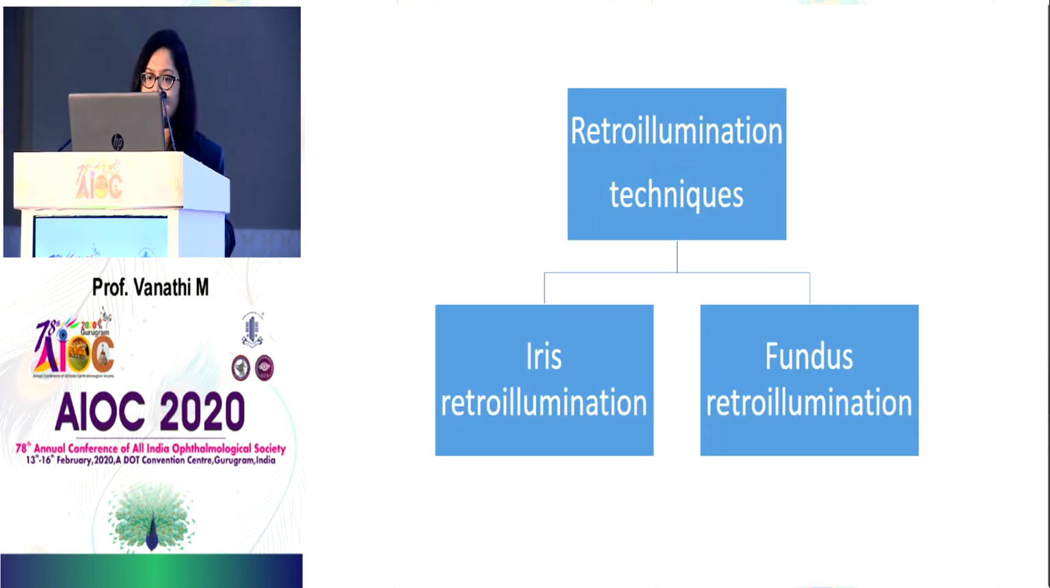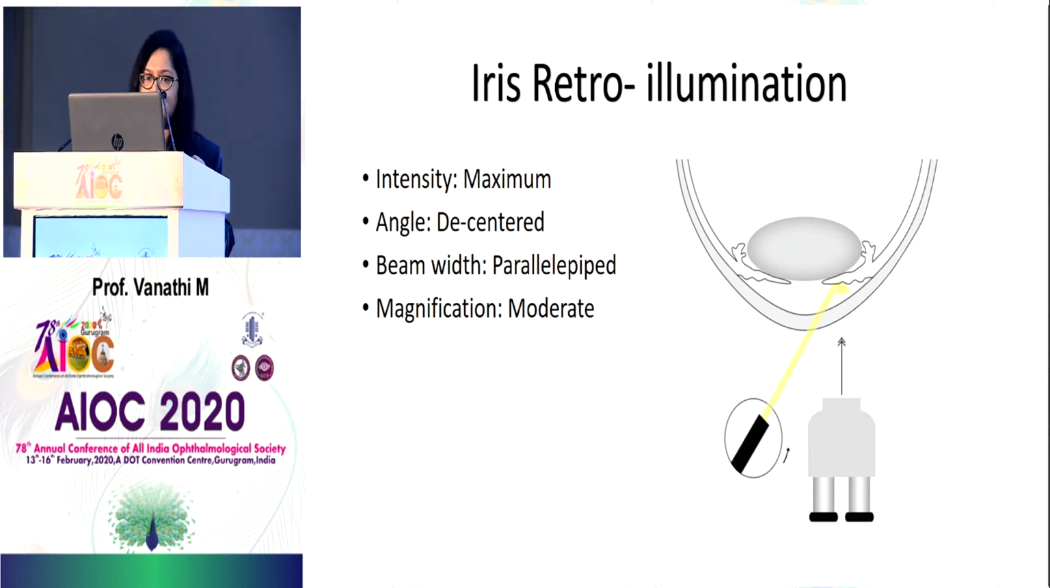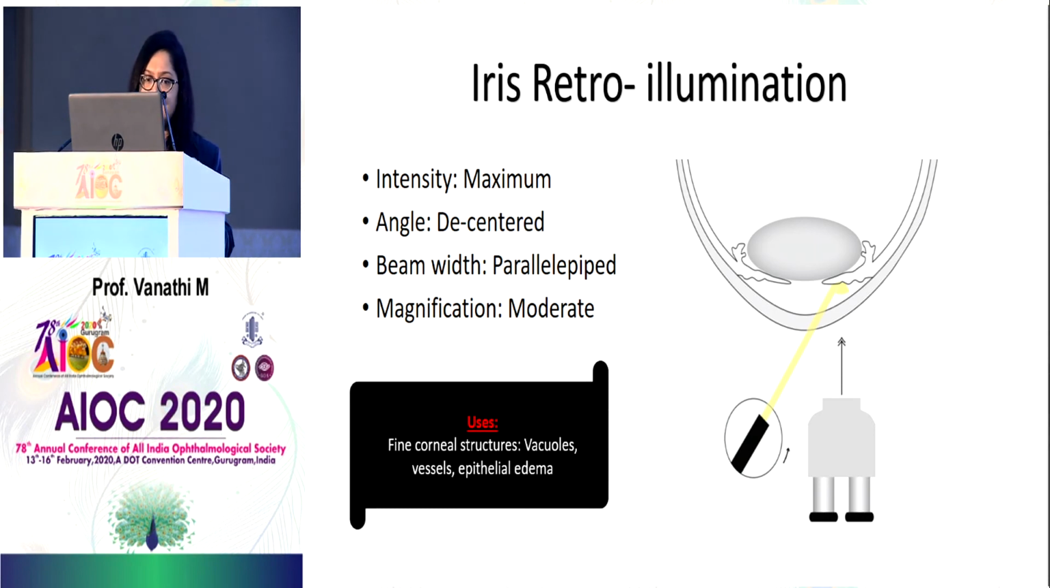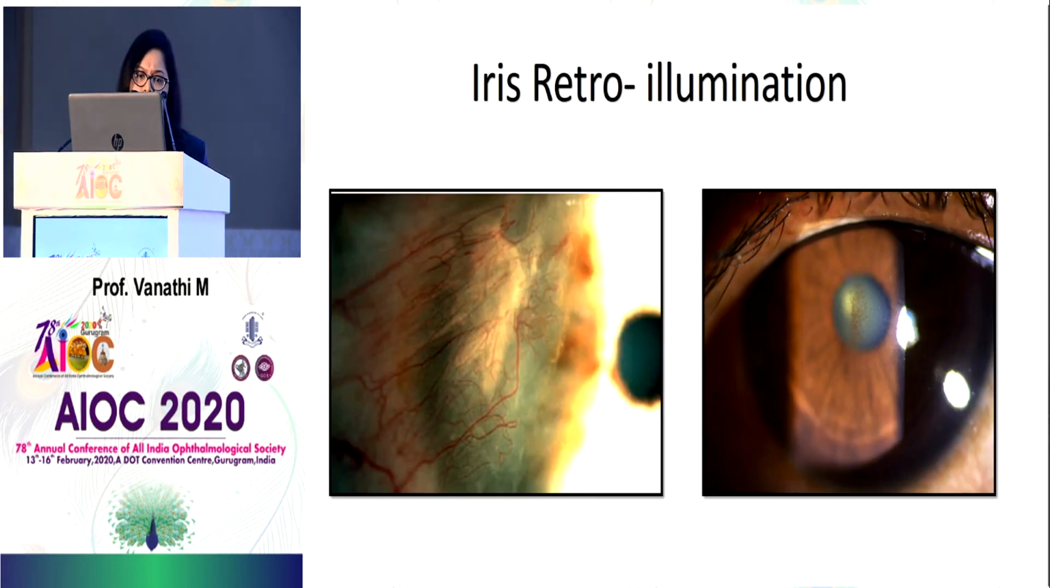Coming to retroillumination techniques, we can divide into two types: iris retroillumination and fundus retroillumination. In iris retroillumination, we are focusing the light on the iris, and the light is reflected back on the cornea, and the corneal lesions will become more prominent. So here intensity is kept maximum, angle is decentered, beam width is parallel pipette, and magnification is kept moderate. So here fine corneal structures such as vacuoles, vessels, and epithelial edema can be easily picked up. In the first diagram you can see the vascularity has become more prominent.